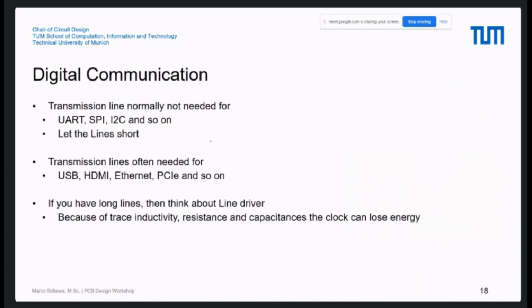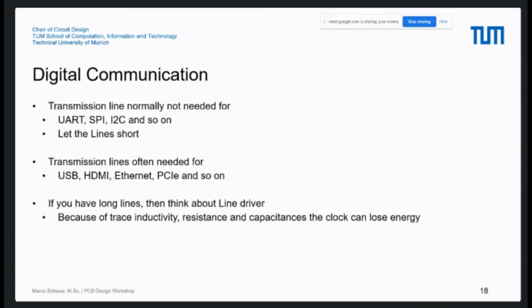For some communication like UART, SPI, I2C, and so on, you don't need transmission lines because the signals are normally very small. So the clock frequency is very small if you keep these lines very short. And for other digital communication like USB, you need a differential microstrip, and you have to pay attention to the mismatch because the differential impedance should be 90 ohm. Or for HDMI, Ethernet, PCI Express, and so on. For these, you need transmission lines because we normally have a very high clock frequency.